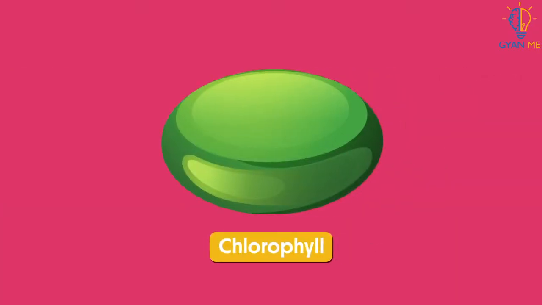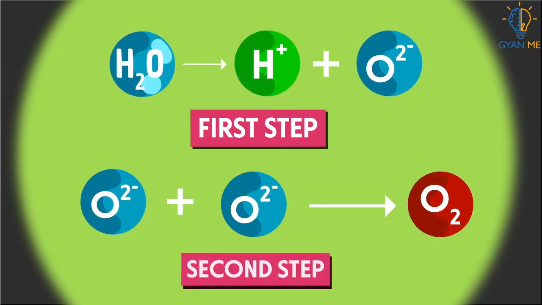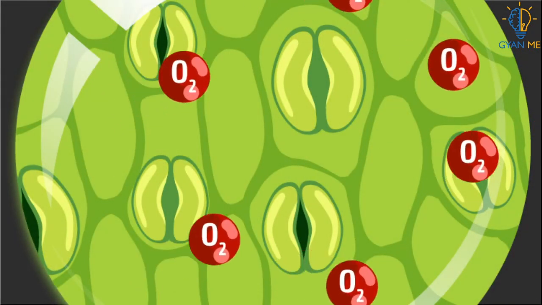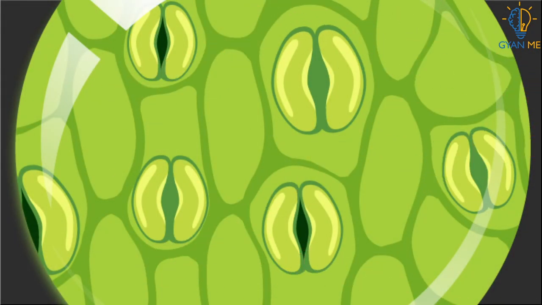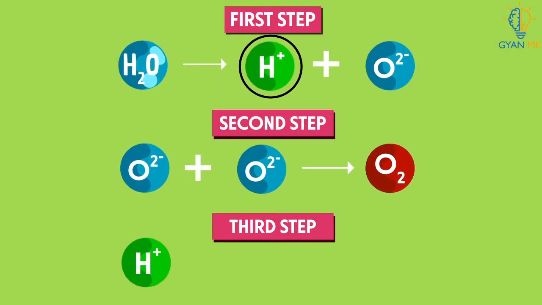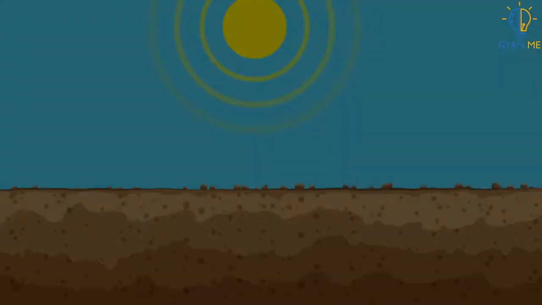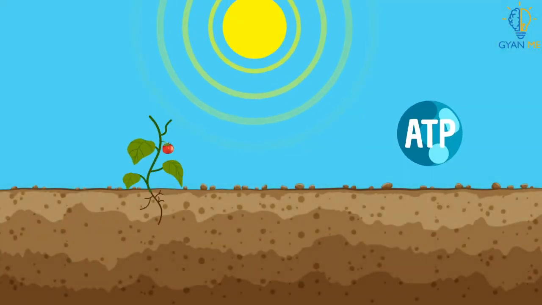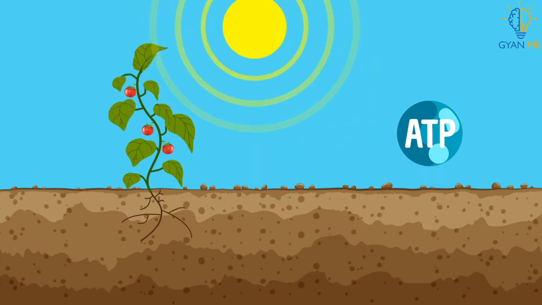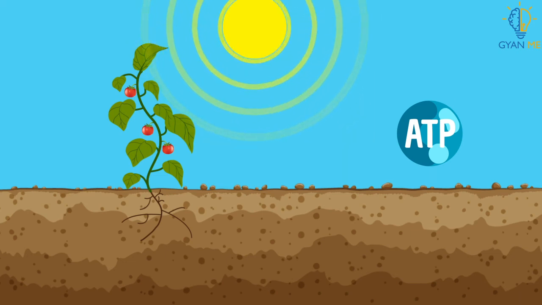Now, after breaking of water, an oxygen atom combines with another oxygen atom and forms an oxygen molecule and diffuses out in the air through stomata. While hydrogen ions are used to produce an energy molecule called ATP. Yes, we know that ATP is the energy currency of the cell. In other words, ATP is the energy form that is required to perform all functions of plant cells.